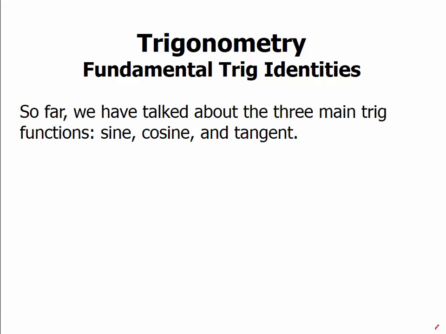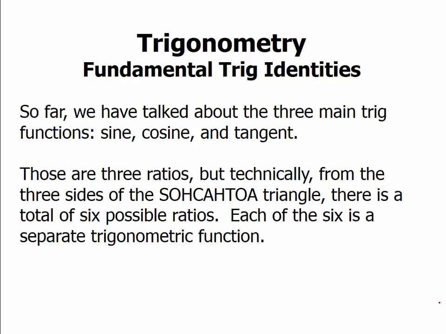Fundamental trig identities. So far we've talked about the three main trig functions, sine, cosine, and tangent. Those three are ratios, but technically from the three sides of the SOHCAHTOA triangle, it's actually possible to create 6 ratios. And so each of the 6 is a separate trig function. And really all 6 are important to know. So we know 3 of them already.